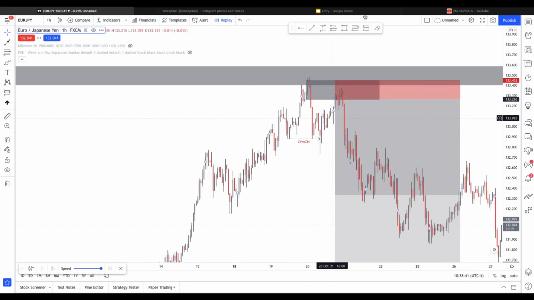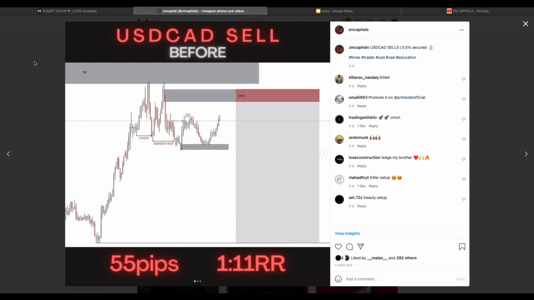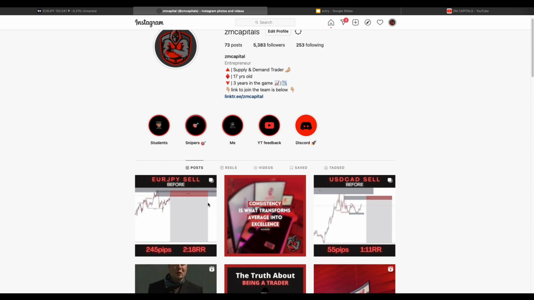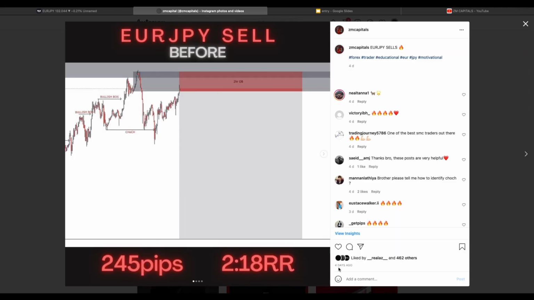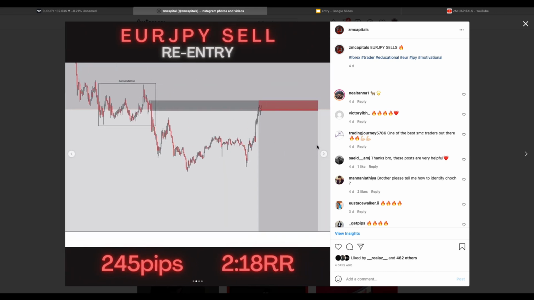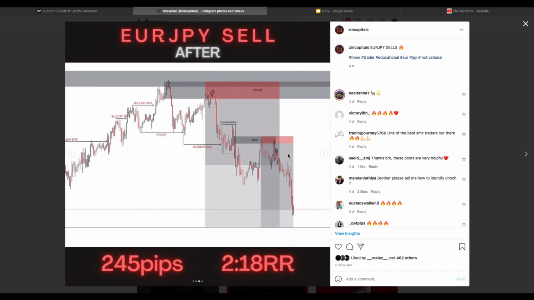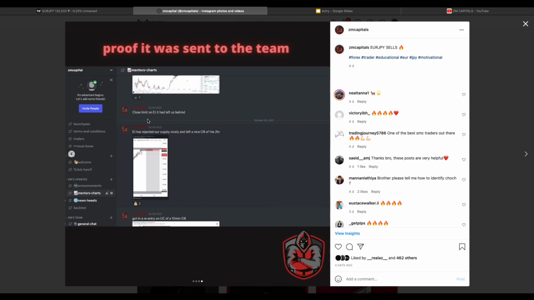All right, so this trade is this one that I've posted right here. This was my most recent post, and I posted it again 4 days ago. As you can see here, we're going at that 2-hour order block, and then we're going at our re-entry at this point right here, allowing us to maximize our returns and getting an extra confluence for our setup. Again, this trade was sent to the team. As you can see right here, it was sent into the Discord in the mentors charts section.